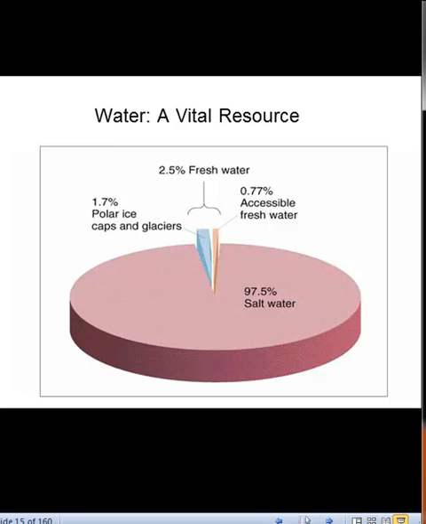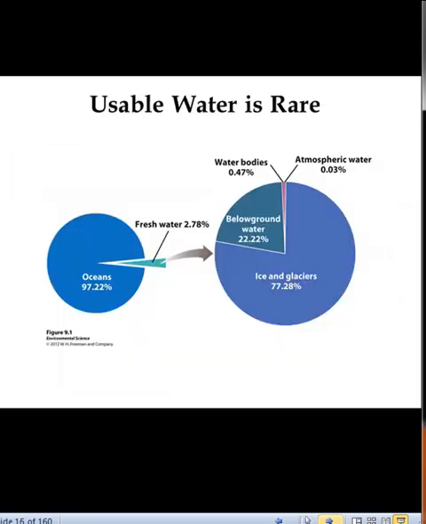Of that 2%, about half of it is accessible fresh water for us, because the rest of it is frozen in ice caps and in glaciers, so we can't even access that. So out of the 71% of the water on the planet, not even 0.5% of it is accessible fresh water.